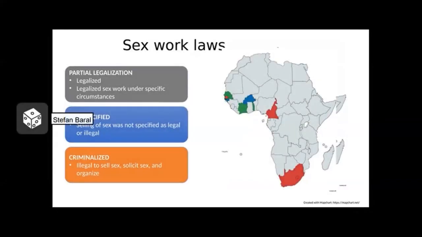The laws were categorized using a system from the NSWP, which is a network of sex work projects. They categorize laws as partial legalization, where there's legalized sex work under specific circumstances; not specified, where the selling of sex is not specified as legal or illegal; and then finally criminalized, in terms of it is illegal to sell sex, solicit sex, and organize. And you can see here again the countries classified accordingly.